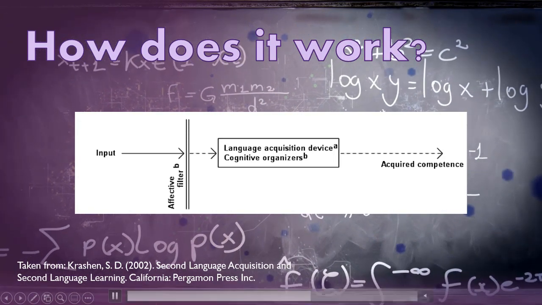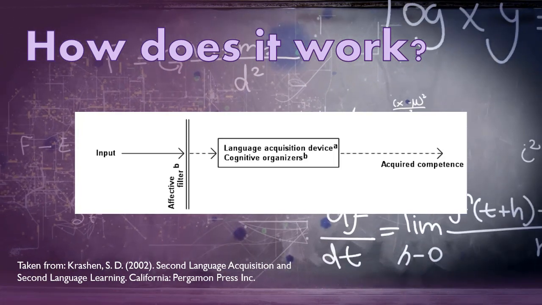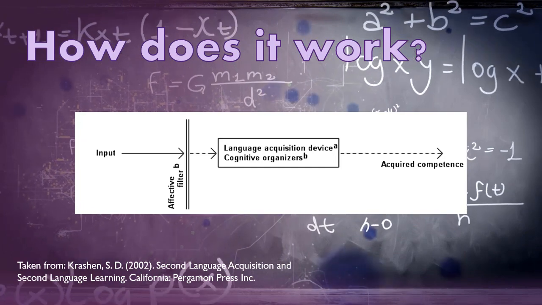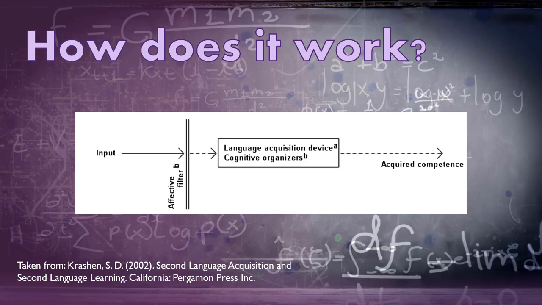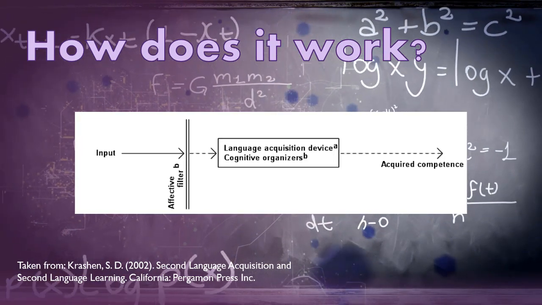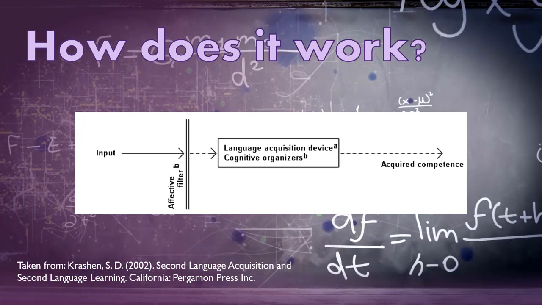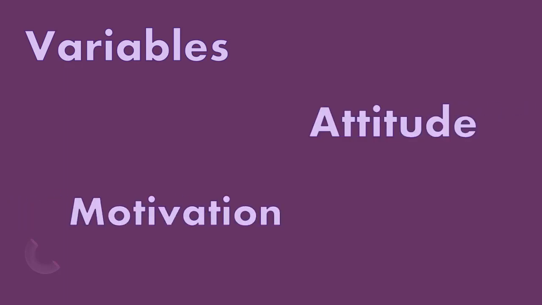If this input, on the other hand, is not able to go through the barrier, which is the affective filter, there will be no language acquisition. What is the evident goal then? Quite simple, right? The goal is to lower the affective filter. How do we do that? Let's continue to see. If we want to lower the affective filter, we have to take into account some variables, which are the attitude and the motivation, amongst others.